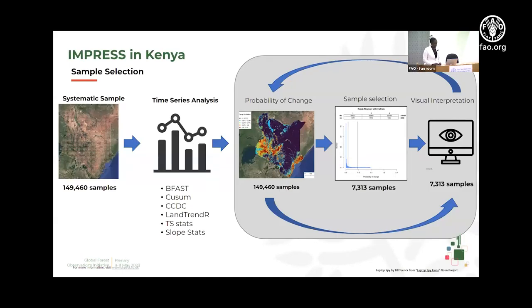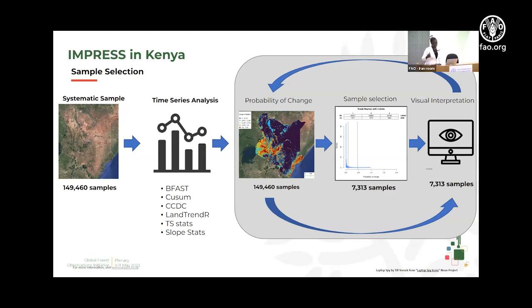I know you've seen this diagram several times, but it shows practically how the sample-based approach worked in our country. We first started with the 150,000 sample points, which through time series and the various algorithms we narrowed down to 7,313 samples. The algorithms were looking at the probability of change of each sample point. So the points that were relatively stable had no interpretation done, but the points with possible areas of change were interpreted. And then again, the points with possible areas of change were stratified into different strata.